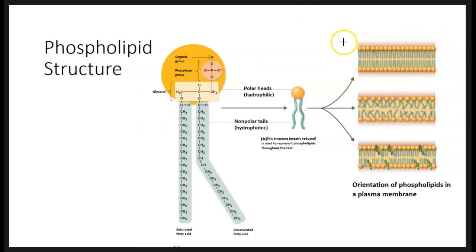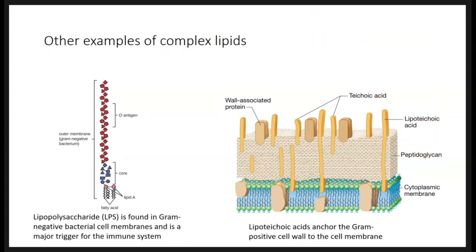Now, if membranes have more saturated fatty acids, they pack closer together, and that makes these membranes more solid. And if they have more unsaturated fatty acids, those are less well packed and more liquidy. So cells need to balance the amount of saturated and unsaturated fatty acids in order to keep their membranes balanced just right. There are many other important examples of complex lipids in biology.